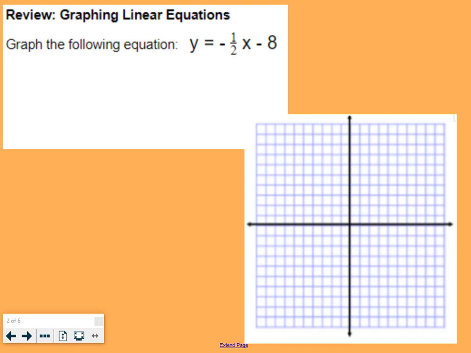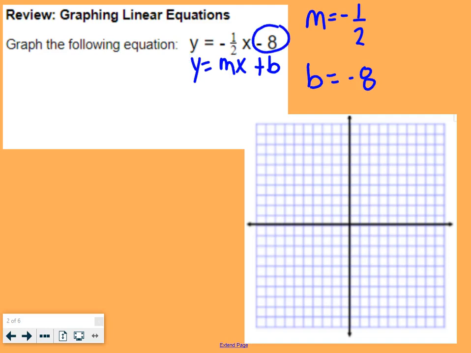Graph the following equation: y equals negative 1/2 x minus 8. This is in slope-intercept form, so it gives us our m and our b. Our m is negative 1/2. Our b is negative 8. Remember to take the signs with the numbers.